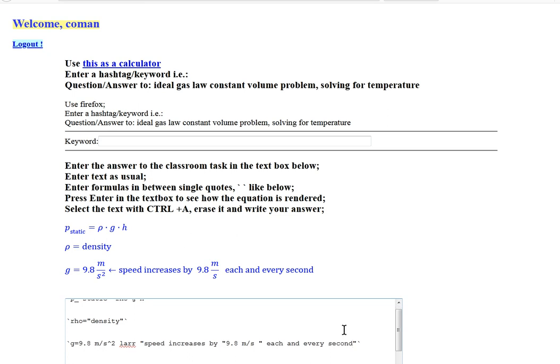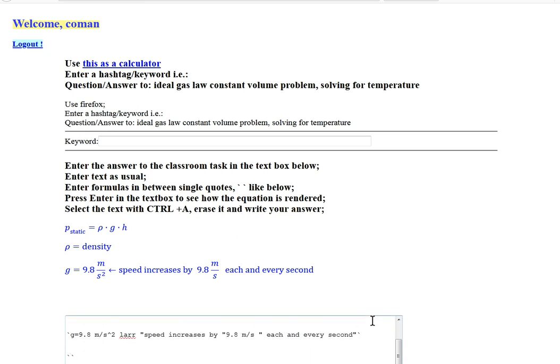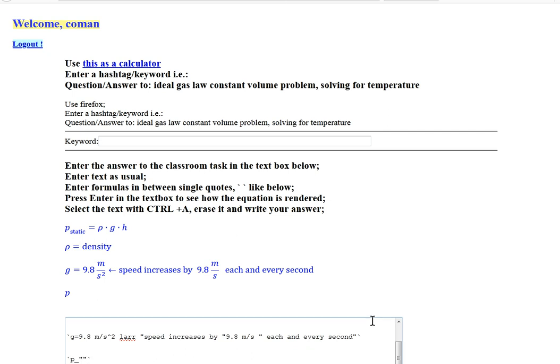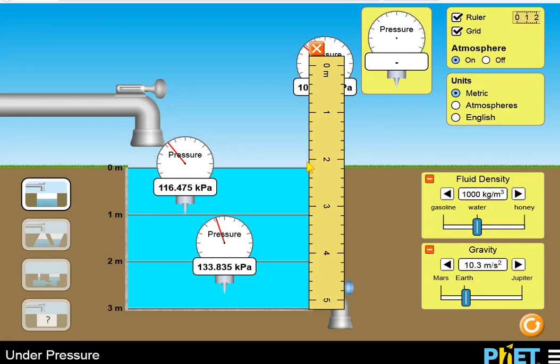Okay, since we did talk a little bit about dynamic pressure, when we have a fluid that flows, that's proportional with velocity squared, and the proportionality constant is density rho. So it's 1/2 times density times velocity v squared. But this is the interactive simulation that you are going to use.